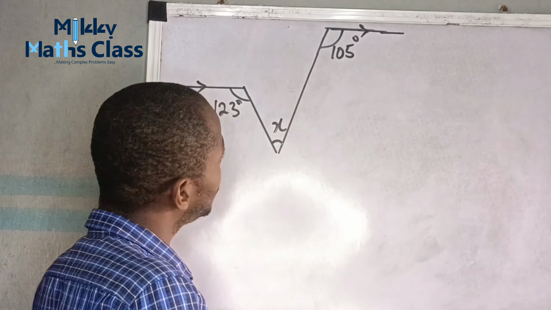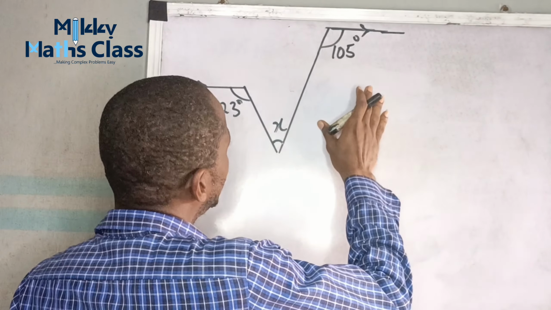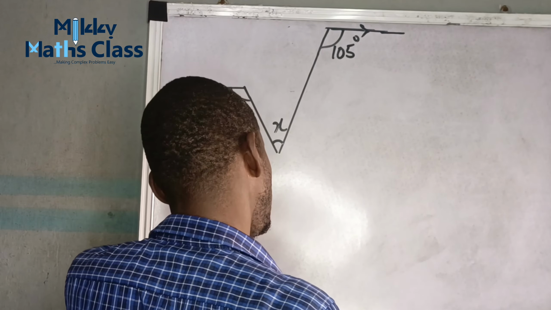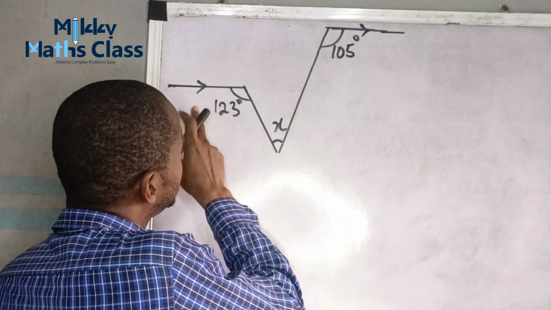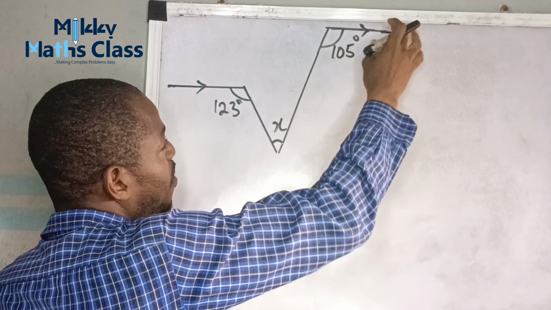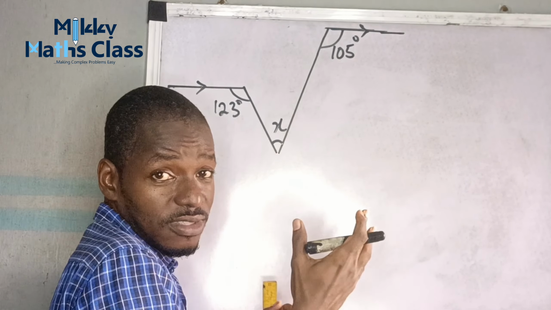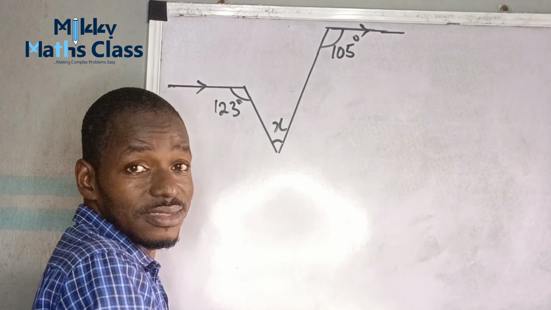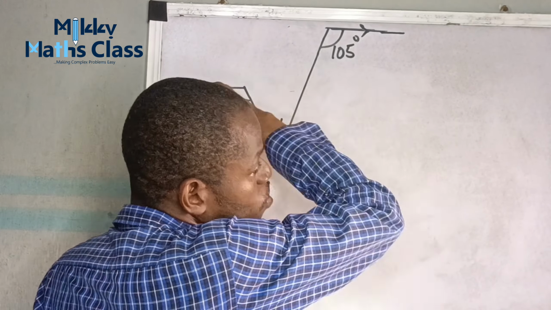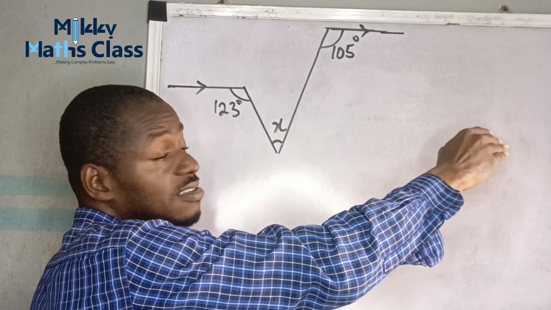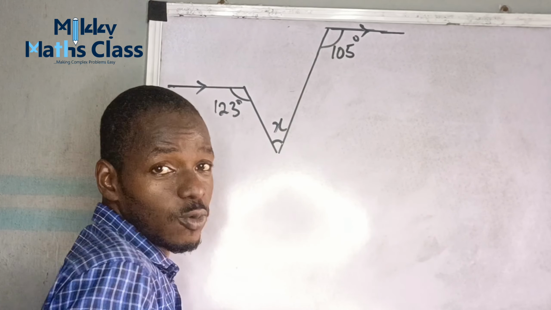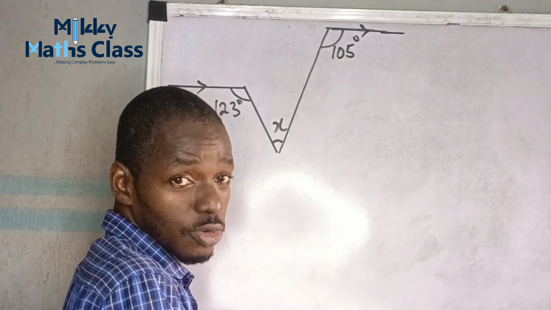Simple, plain geometry question. Here we are asked to find x. The first thing to do: this is a parallel line. Where you see something like this arrow, that means this line is parallel to this. Parallel lines are lines that, when drawn infinitely, will never meet. If I continue to extend this line, no matter the length, and I continue to extend this on a straight line, the two of them will never meet. So the two lines are said to be parallel.